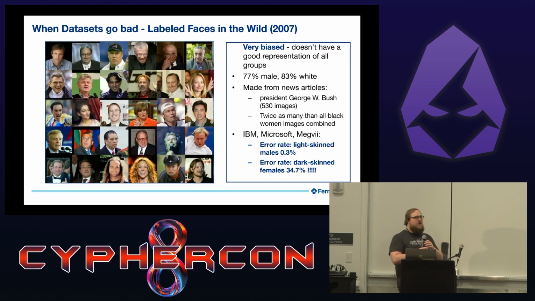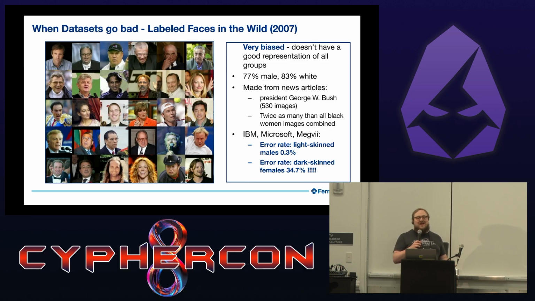Finally, another really important part of neural networks is your data. Your model is only as good as your data is, and if you have a garbage data set, you have garbage in, garbage out, right? So a big example of this is a data set called Labeled Faces in the Wild. This is a very, very biased data set. It doesn't actually have a good representation of all the classes that you're trying to learn. It was 77% male and 83% white pictures of folks. It's just labeled heads. And it was mostly made from news articles. So 530 images were of George W. Bush alone.